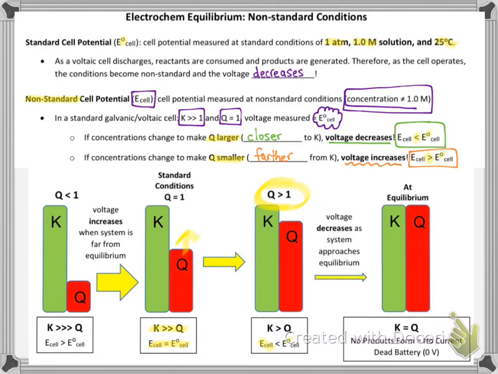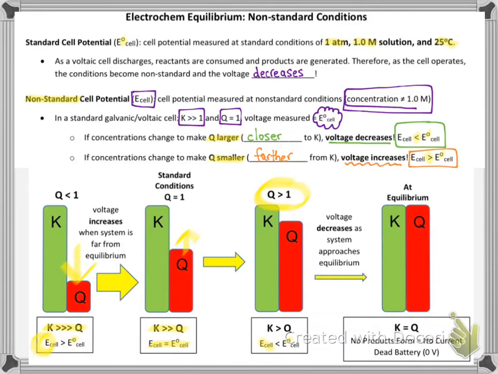relative to what you would have had at standard conditions. Of course, if you instead mess with the system and you make Q a lot smaller, either put in a bunch of reactants or take away products, now you've really increased your driving force. You are super far away from equilibrium, so you're going to have a really large measured cell potential, much larger than it would be under standard conditions.